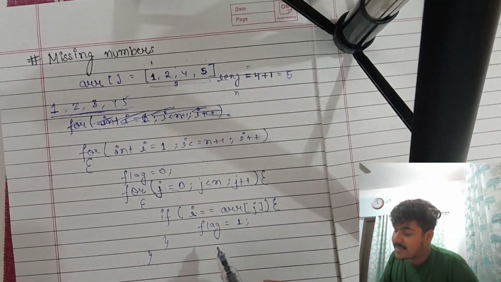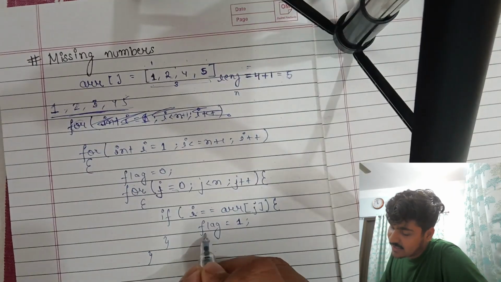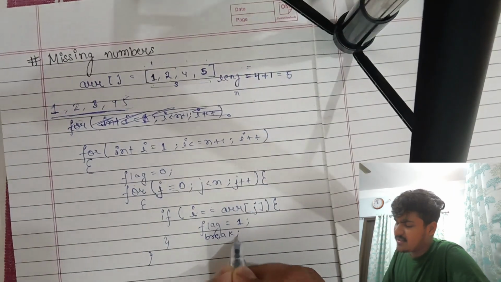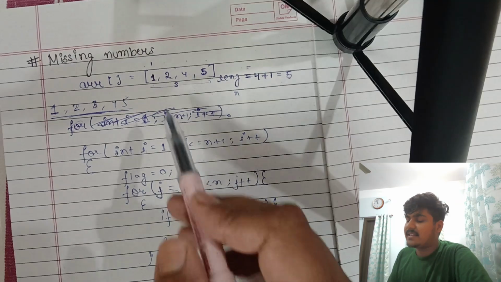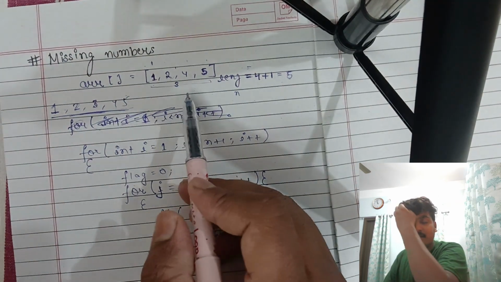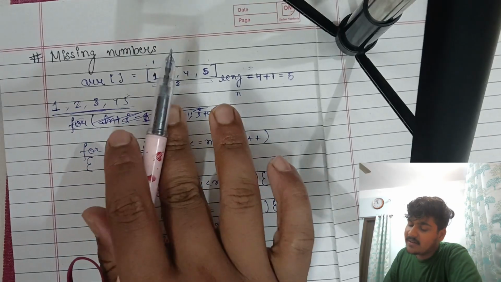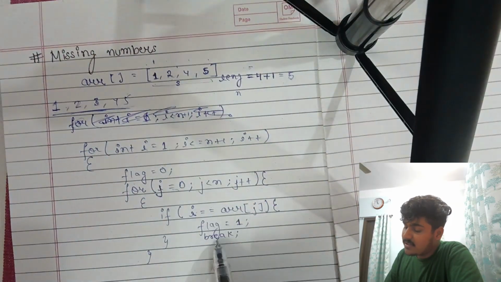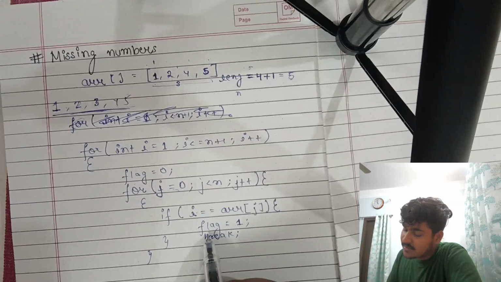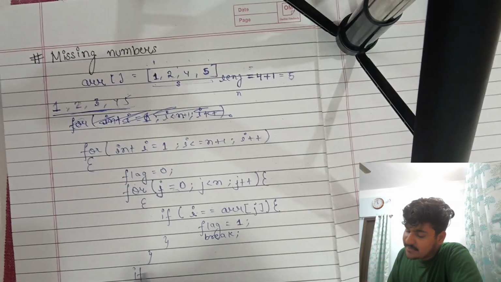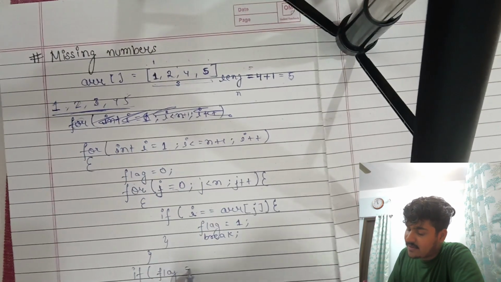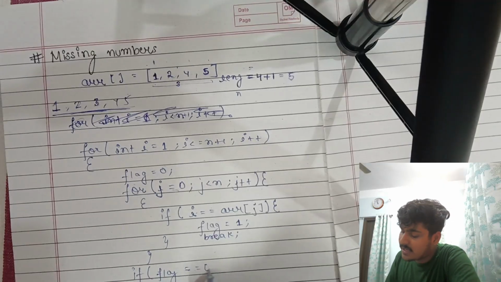And as soon as you find this particular element, you can also break, because after that you don't need to find another, as there will be no duplicate element, because everything is there, only one missing value is there. So we can break out from there, and at the last we can check that if the flag value is 0.